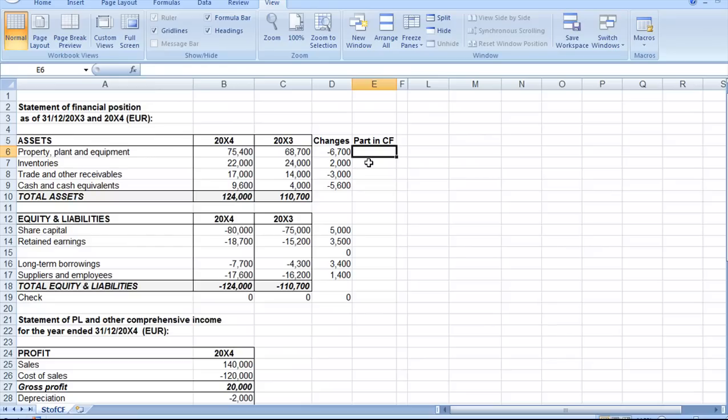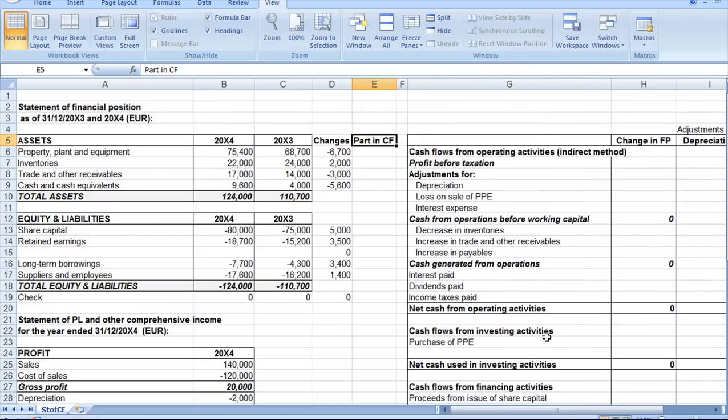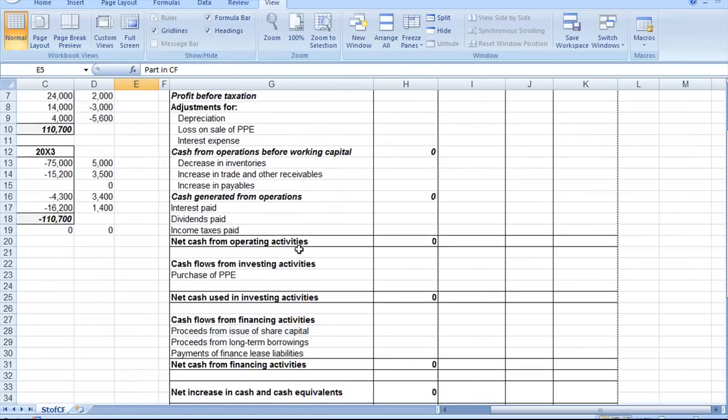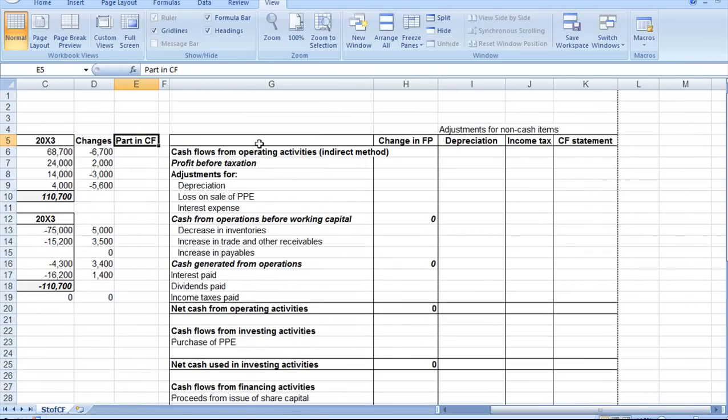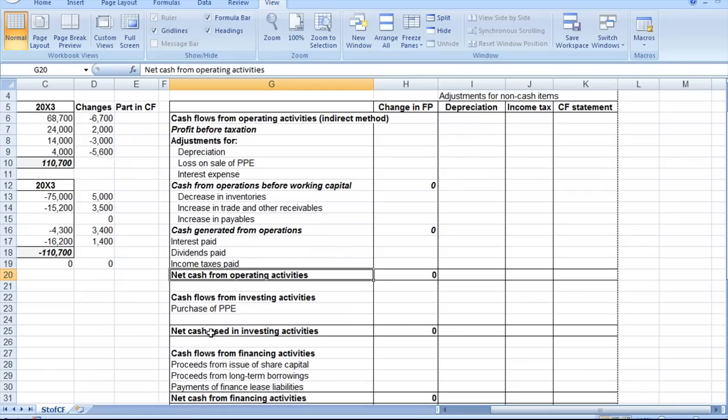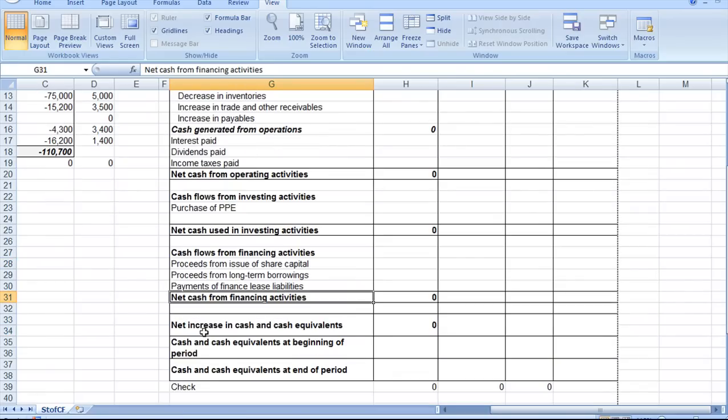Now, let's go change by change, and let's try to determine the part in the statement of cash flows where the change enters. And just put it there. Here, I drafted a blank statement of cash flows for you. Of course, you might need to delete or add some lines or rows as necessary, but as you can see, it has all three parts: operating, investing, and financing, plus the final reconciliation.